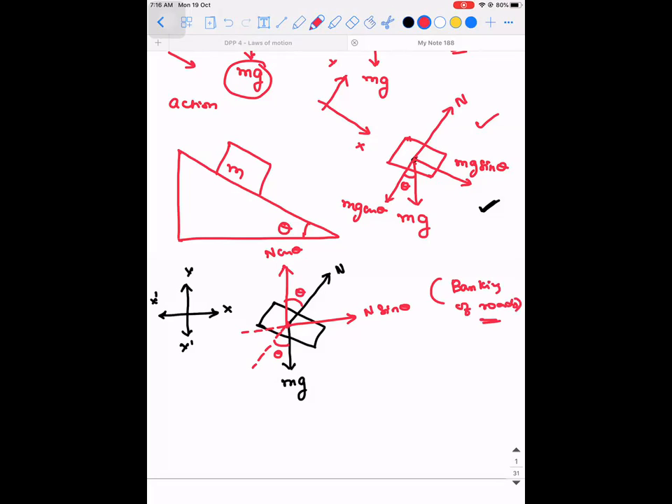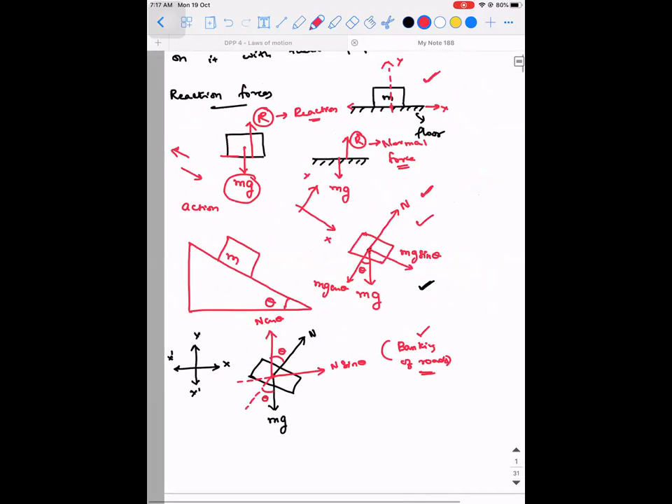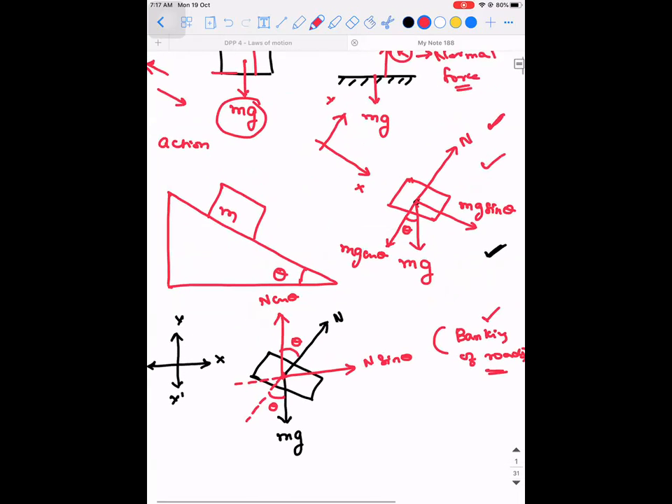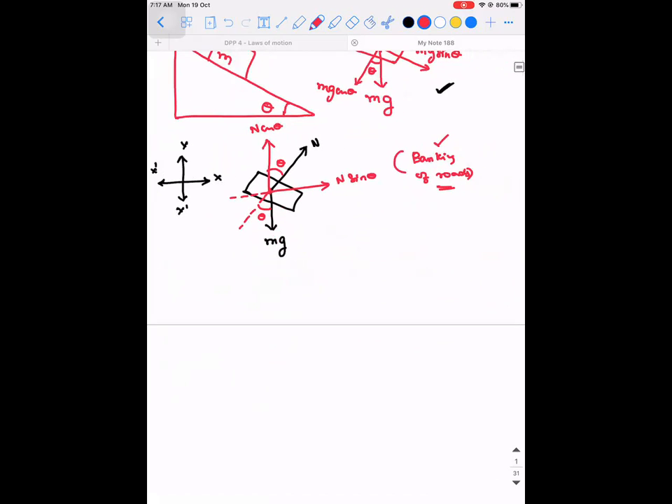Remember, at that time it will be helpful. Okay. I hope you are making a note of it. So this is used in banking of roads. This is used when you have a normal block and a wedge system. So these are some points related to normal. When we solve the problem, we'll see one more cases.